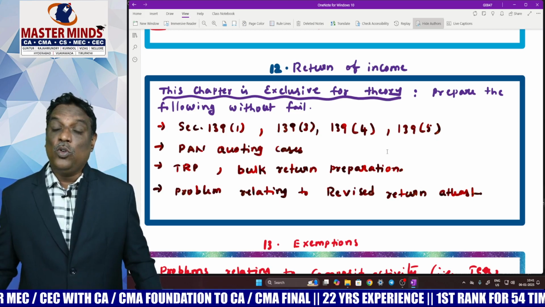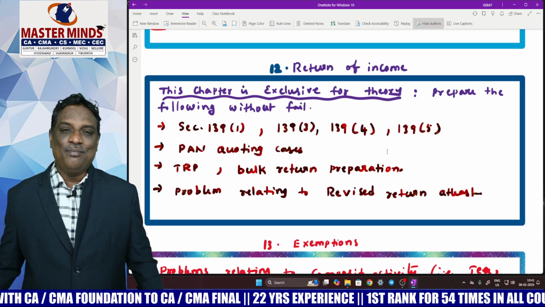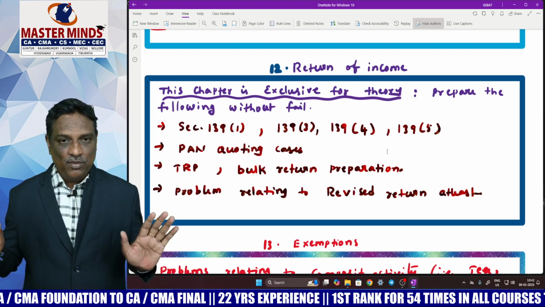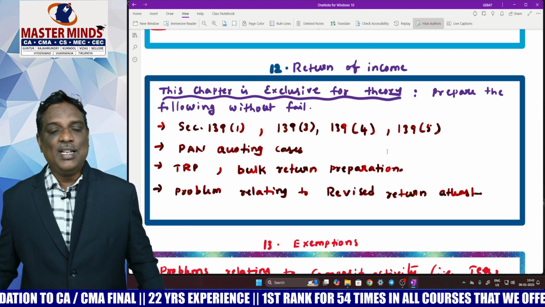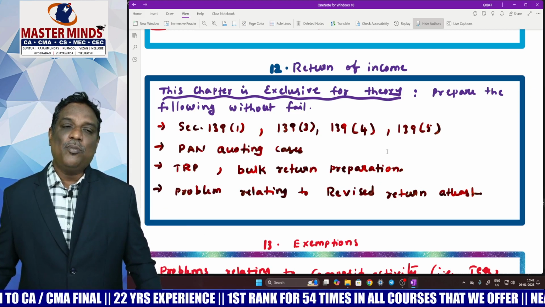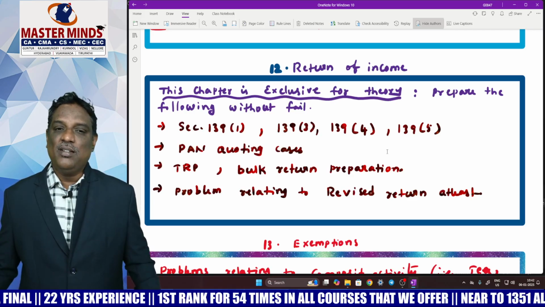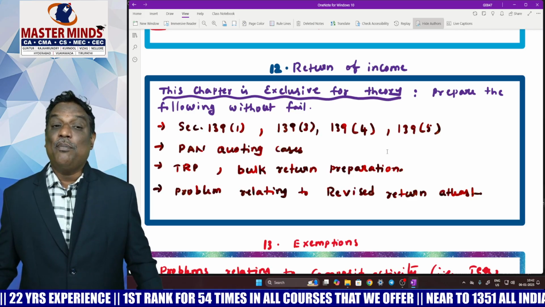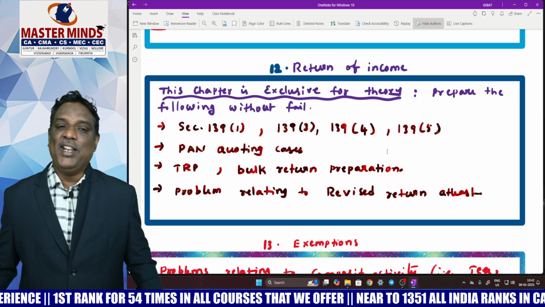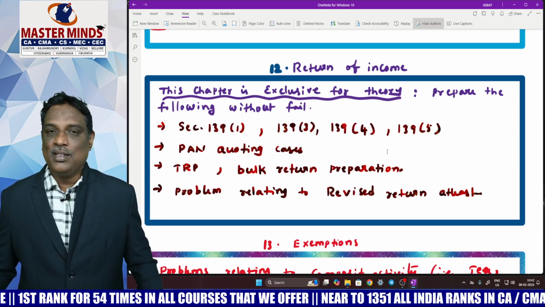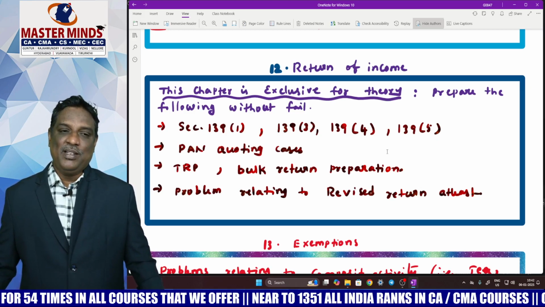Don't try to prepare the theory part in other chapters. Preparing the return of income chapter alone is sufficient for theory purposes. You have to prepare the following concepts covered in the return of income chapter: 139, 1, 3, 4, 5, and PAN-related quoting areas. There are 18 cases where you are required to quote a PAN number. Important cases: CRP, BRP, bulk return preparation.